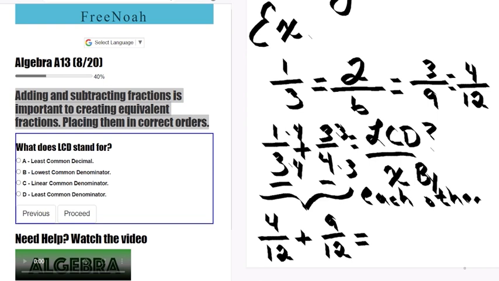Now adding is simple at this point. All we have to do is just add the numerators and leave the denominator the same, giving us 13 over 12. And that's kind of why the importance of creating equivalent fractions, to place some form of order.